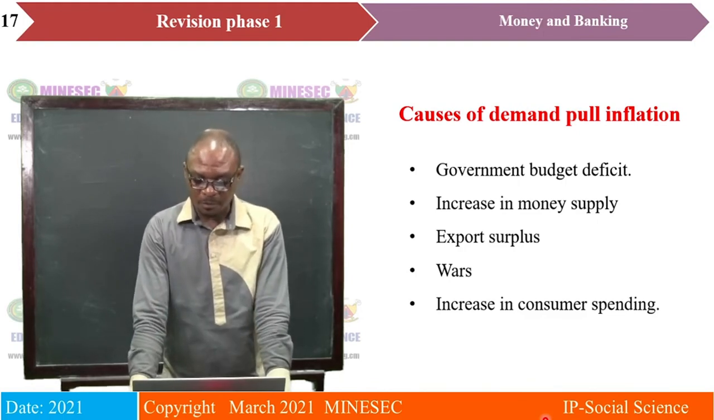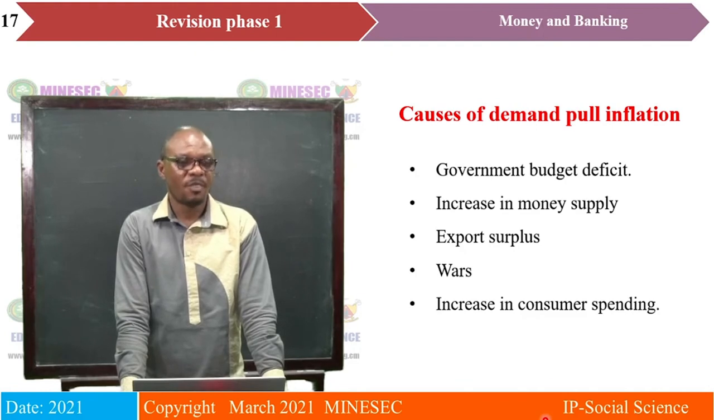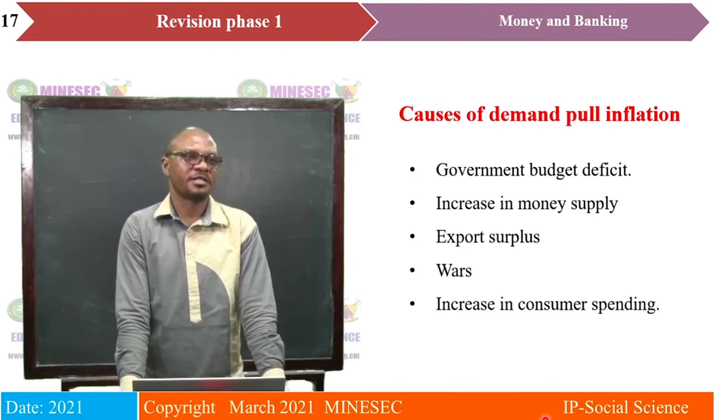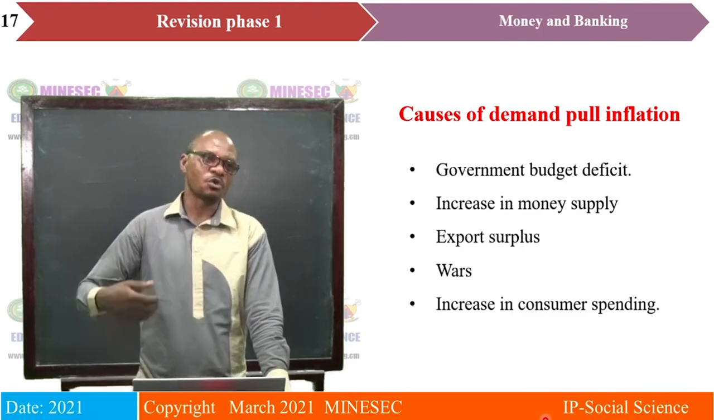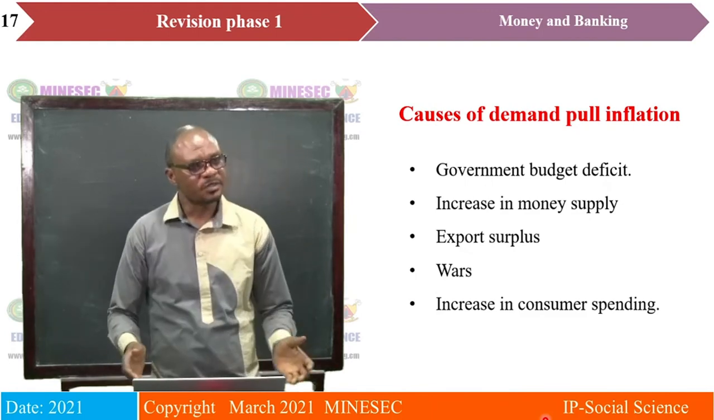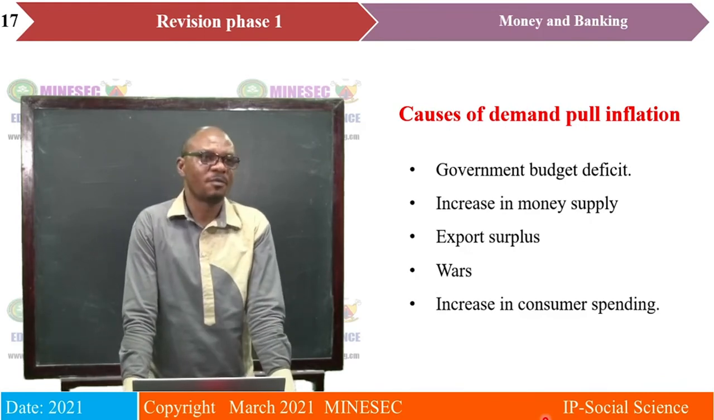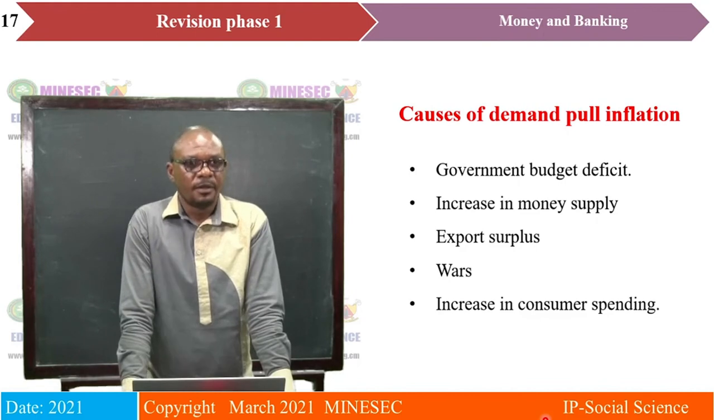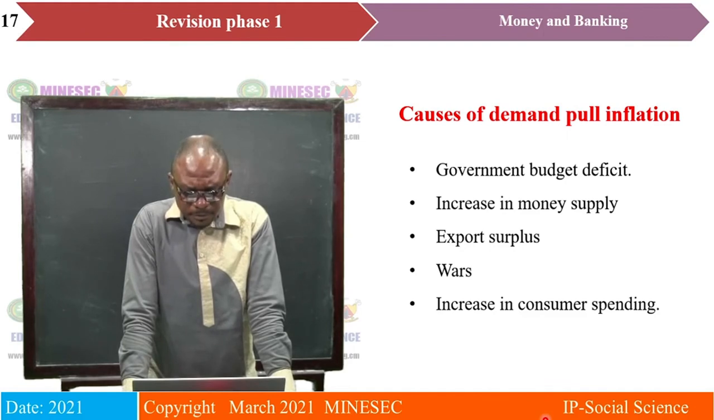We also have export surplus. Export surplus is when we export more than we import, so much so that the amount that is remaining for domestic consumption is not sufficient to meet domestic demand. In that case, we'll earn so much money from export, but that money will chase fewer goods at home, causing price level to rise. War is another factor that may cause demand pull inflation.